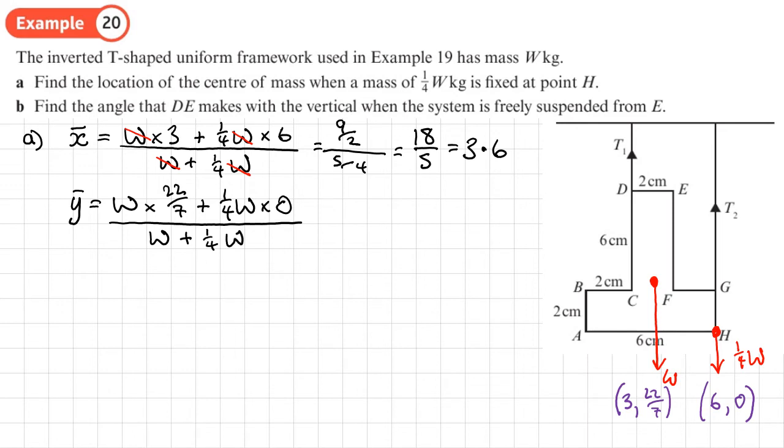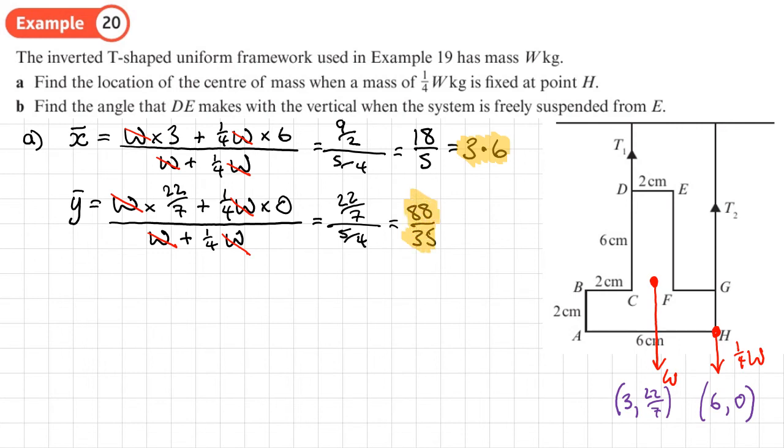So just like before, the W's are going to cancel out. So that will give us 22/7 divided by 5/4. And that gives us 88/35. That doesn't give us a nice decimal, so we'll just leave it as 88/35 there. So we have our X bar and Y bar.